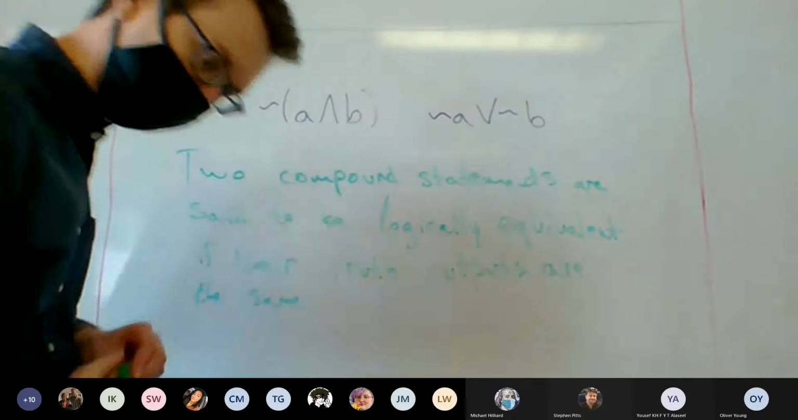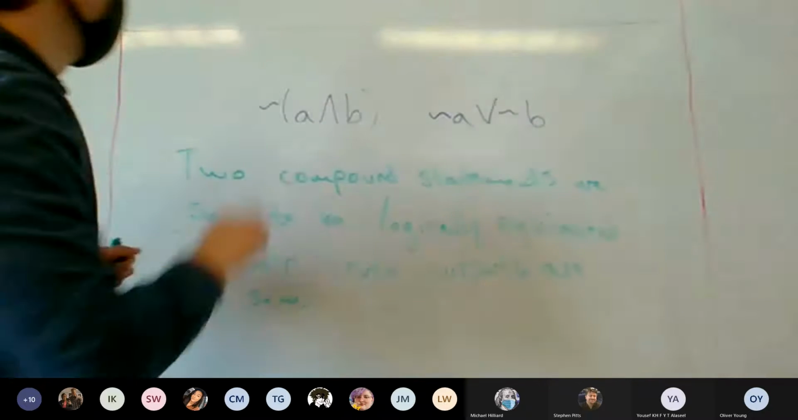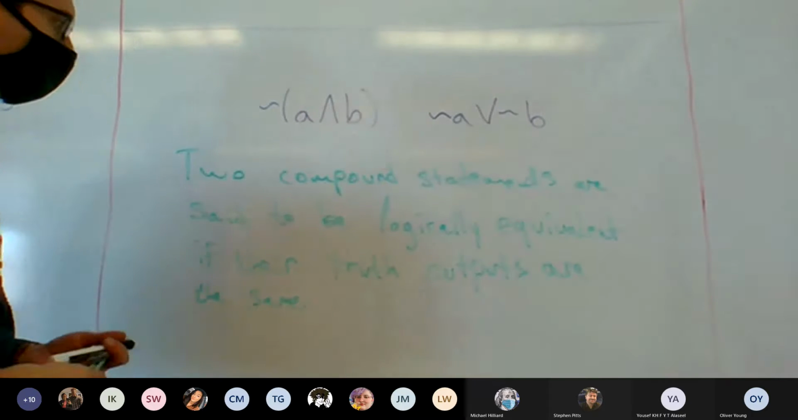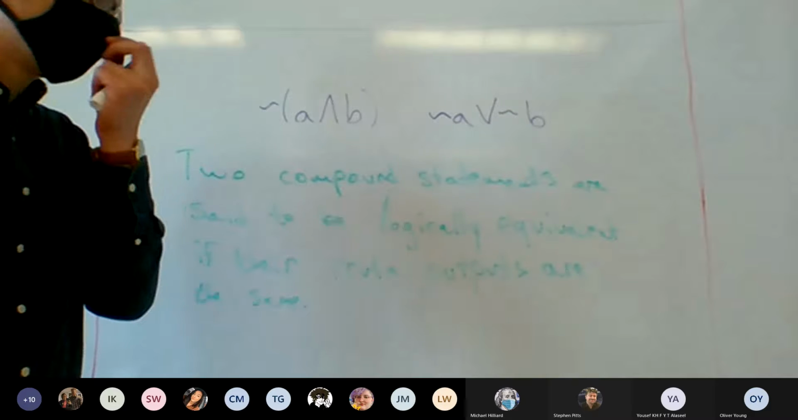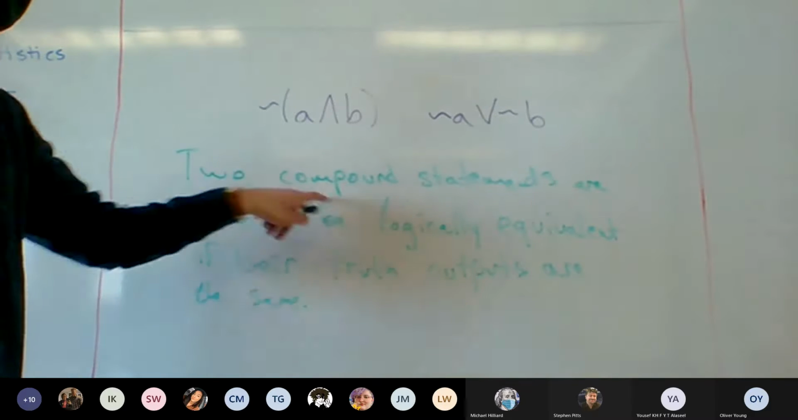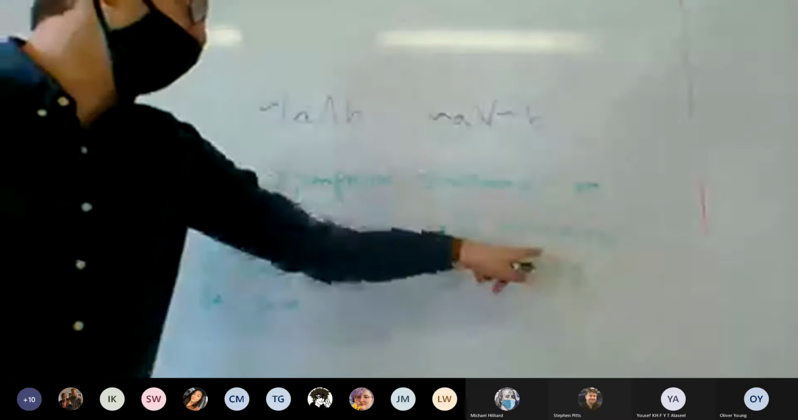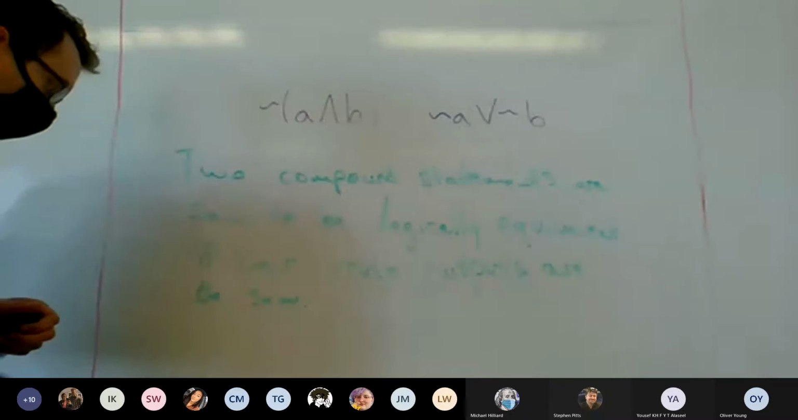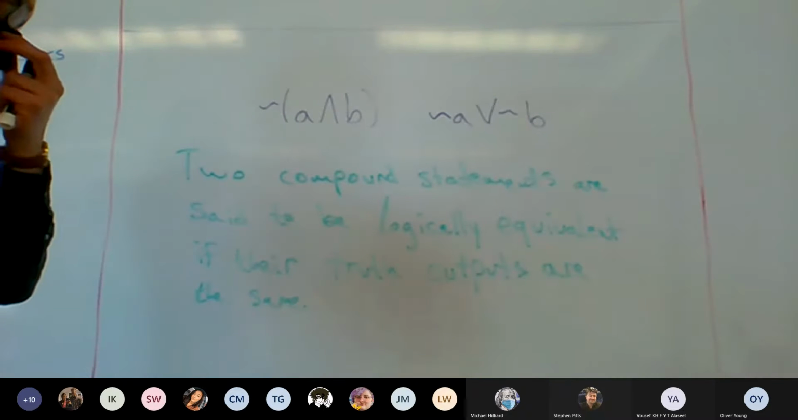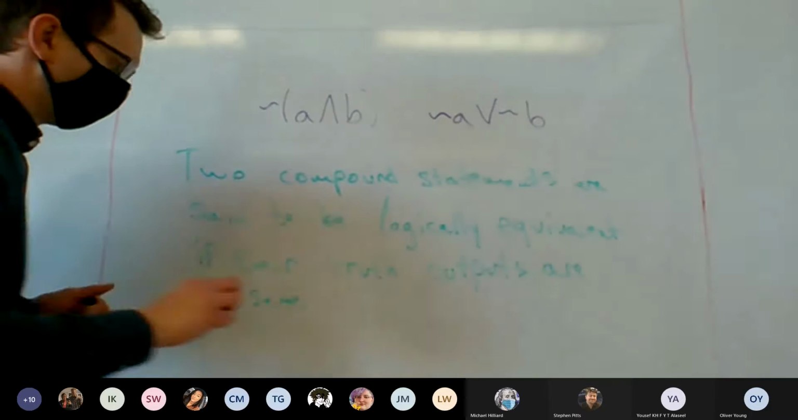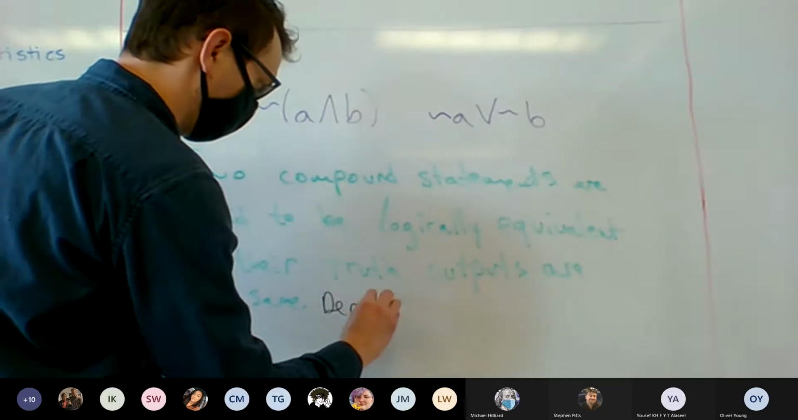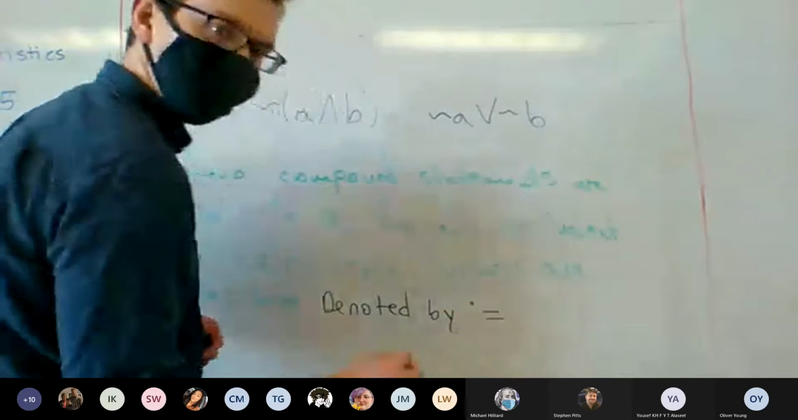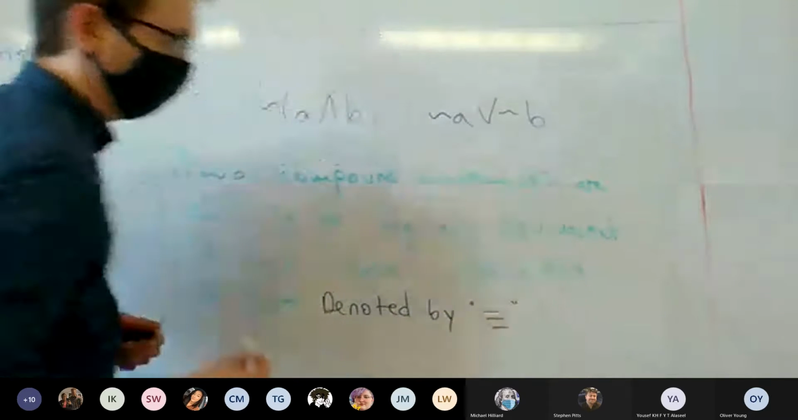Looks like this green marker's done too. Ooh, fresh. All right, I'll throw this one away. Okay, I'll read it to you in case you can't read it well because the marker's kind of petering out. Two compound statements are said to be logically equivalent, that's the definition, if their truth outputs are the same. We denote it by, oh, that's so much better, the symbol that's like an equal sign, but with 3 bars.